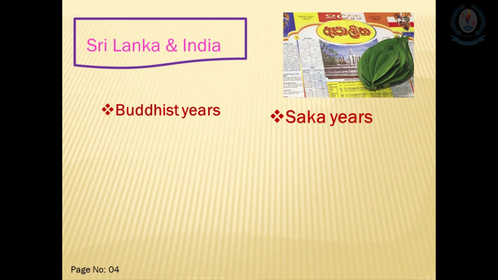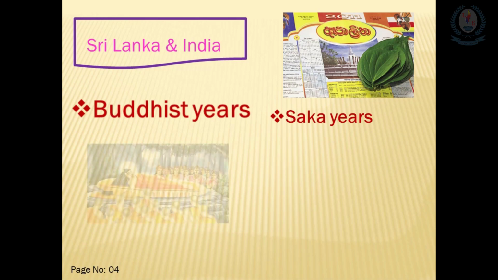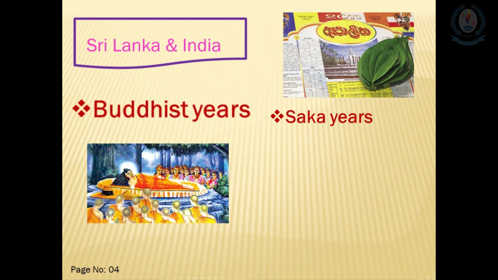Right. What are Buddhist years? Buddhist years start since the date of Mahaparinibbana of Lord Buddha. Usually we believe that the Mahaparinibbana of Lord Buddha happened 544 years before the birth of Jesus Christ. Before the birth of Jesus Christ. That means BC. So, what is it? 544 BC.